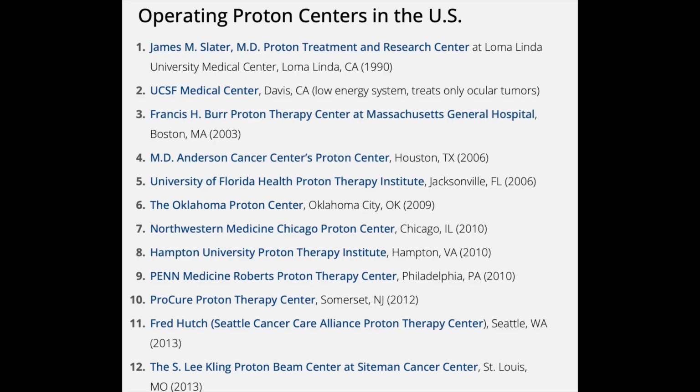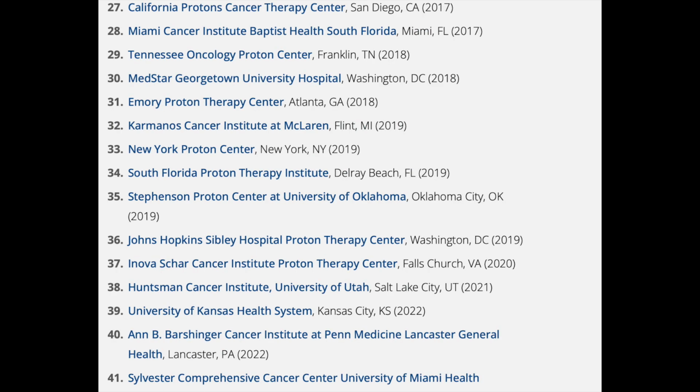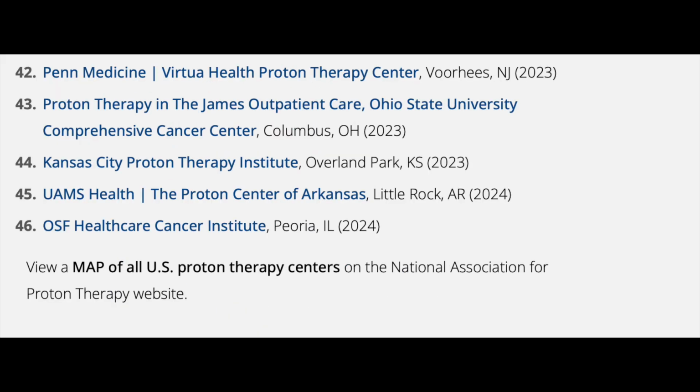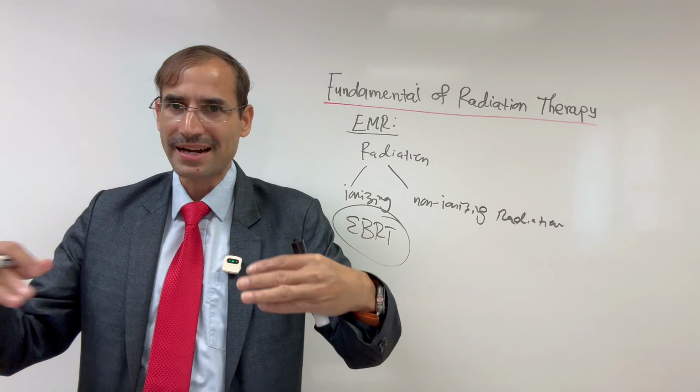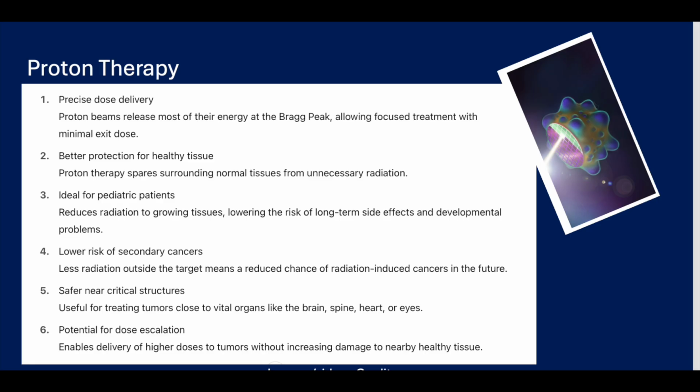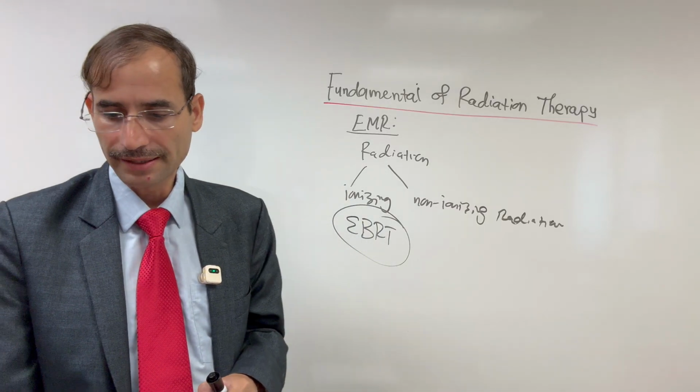But it's very expensive. We have very few proton centers, even in the United States. So the key benefit of proton therapy is that the maximum dose is delivered only in the tumor, sparing the healthy tissue before and after that peak value. That's why proton therapy is a very important thing.